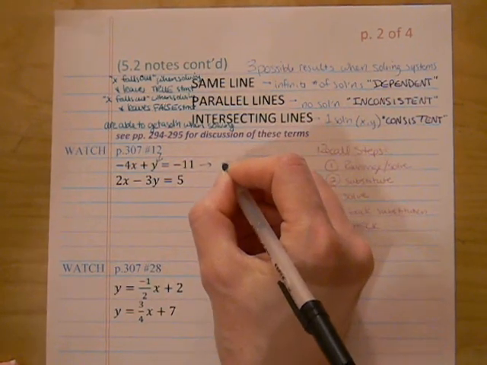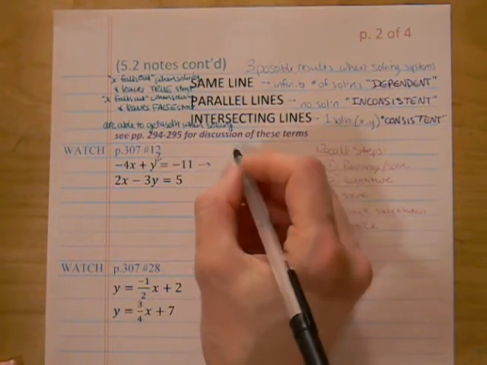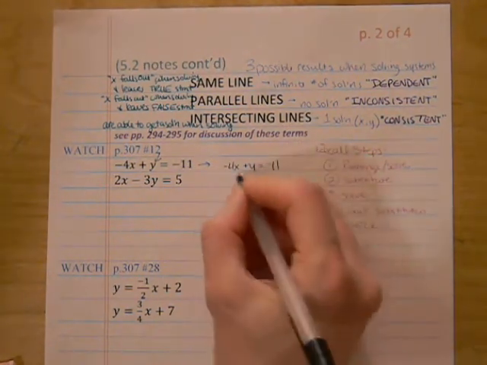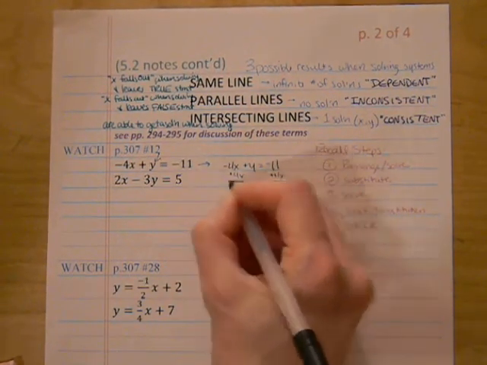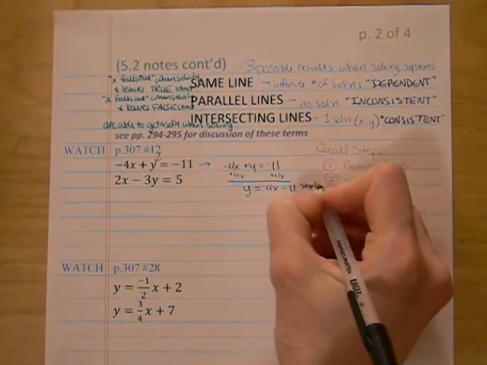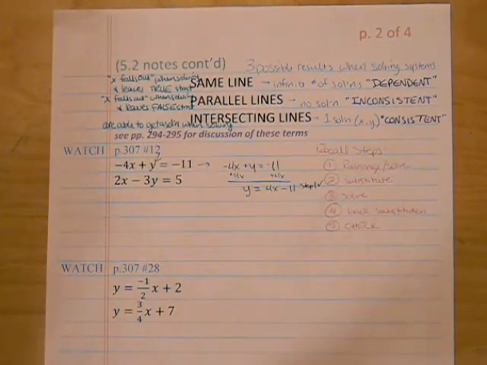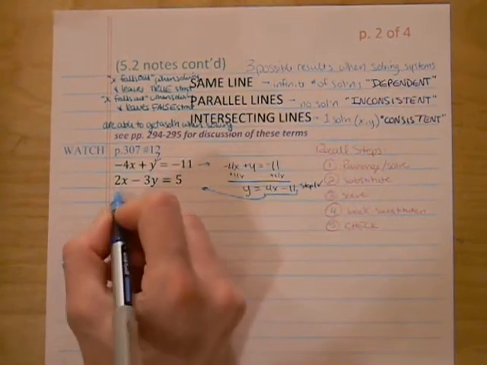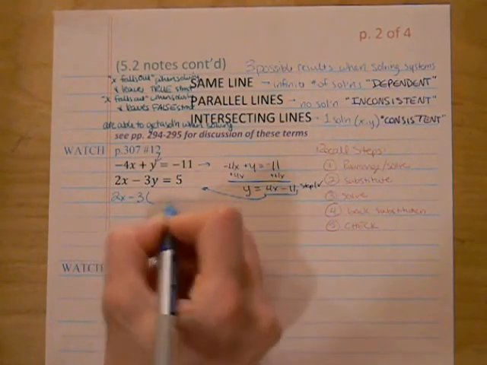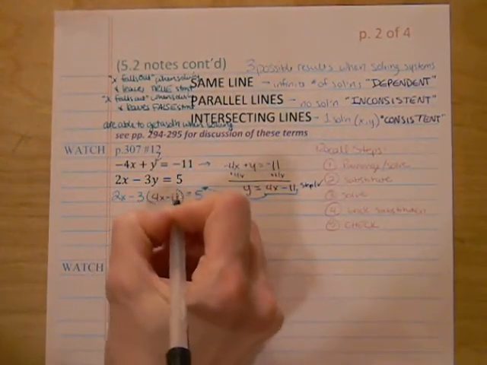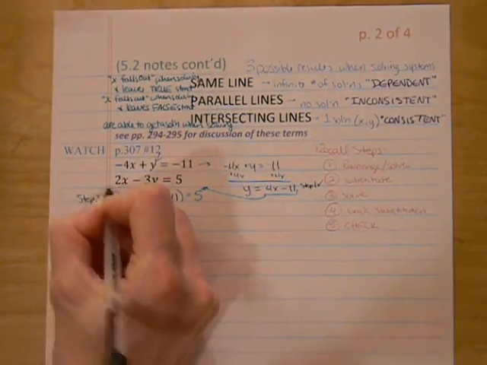So for step 1, I'm going to add 4x to both sides. So I start with negative 4x plus y equals negative 11. And then I'm going to add 4x to both sides as I rearrange and solve for y. Y equals now 4x minus 11. So that was step 1 taken care of. Step 2 then would be to take that piece and put it into our other equation. So instead of 2x minus 3y, it'd be 2x minus 3, leave some space, equals 5. And we're going to put in the 4x minus 11. So there's step 2.